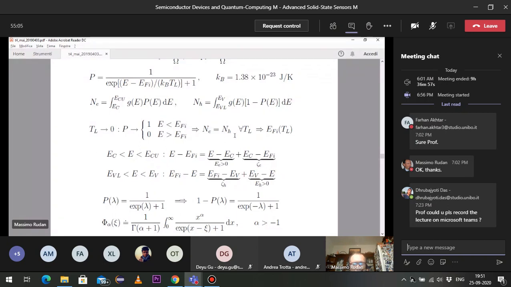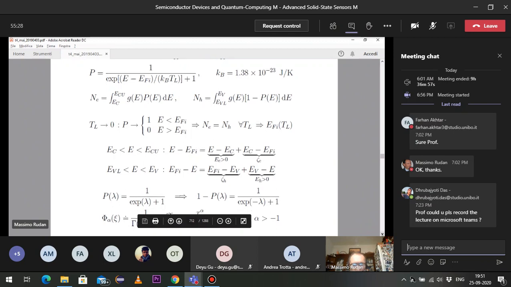When we calculate the second integral, we must actually calculate 1 minus P(E), okay? However, the Fermi statistics has an important property. Take the expression of the Fermi statistics here.